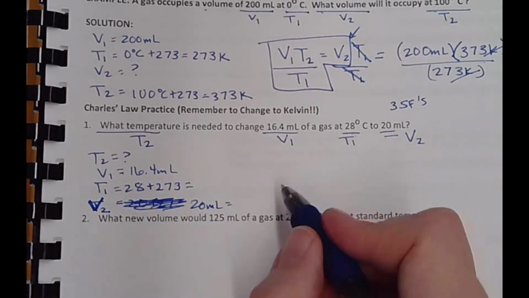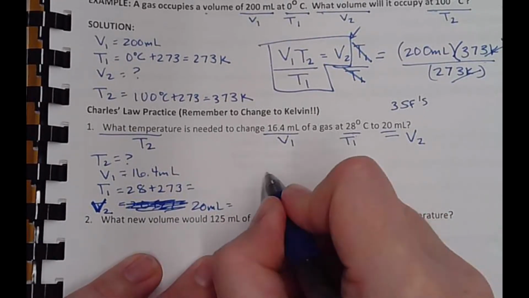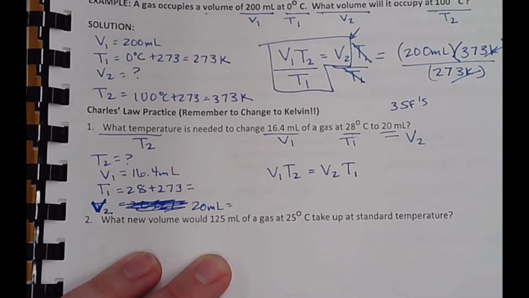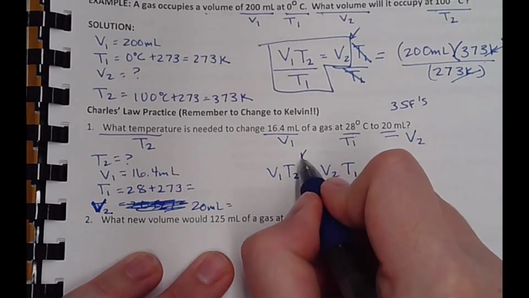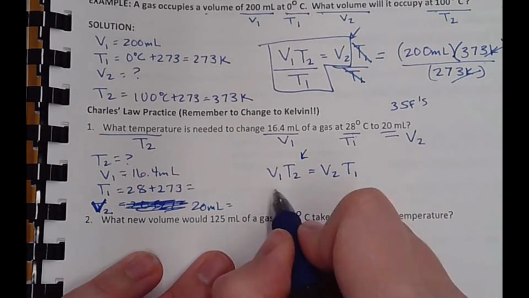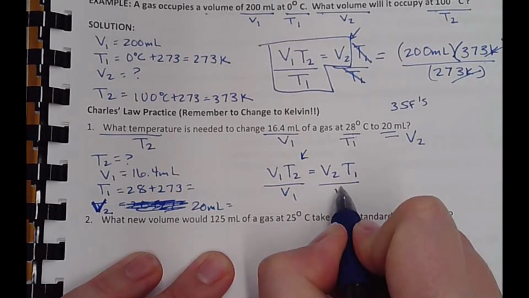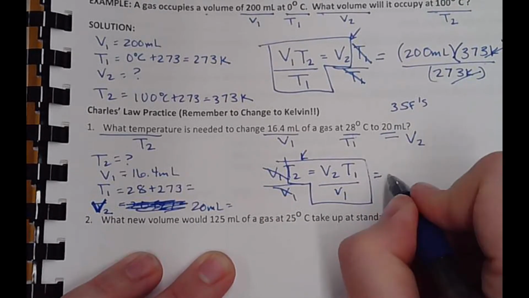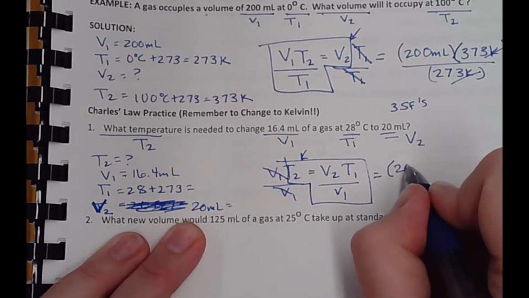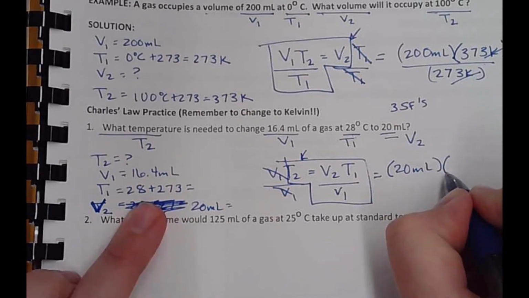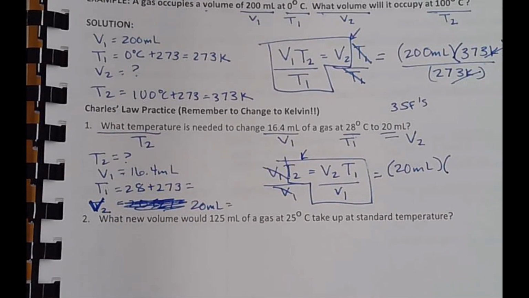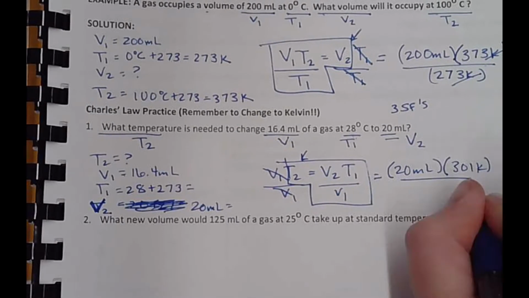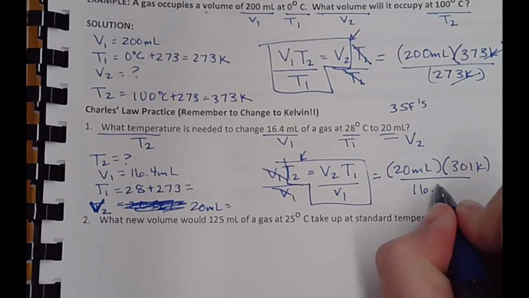So if I have my equation V1 times T2 equals V2 times T1, and I'm solving for temperature 2, I need to get volume 1 to the other side, so I would divide both sides by volume 1, and I now have T2 equals volume 2, which is 20 milliliters, times my initial temperature of 273 plus 28, which is 301 Kelvin, all divided by volume 1 of 16.4 milliliters.